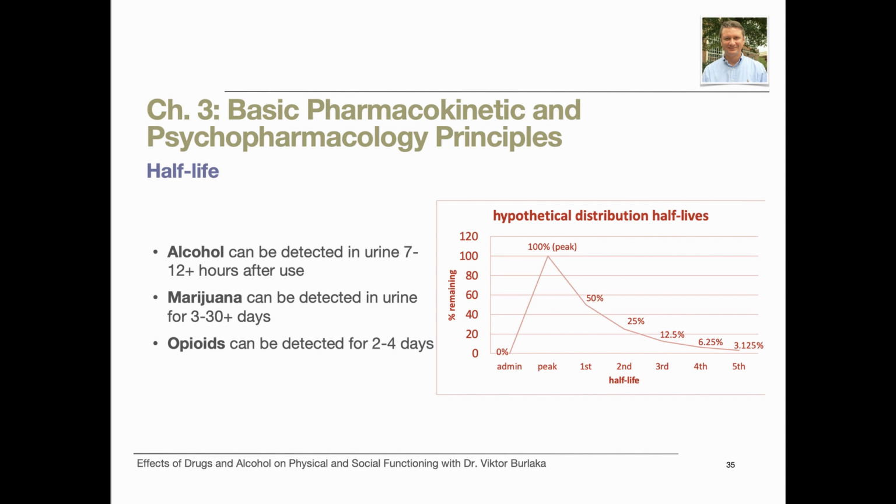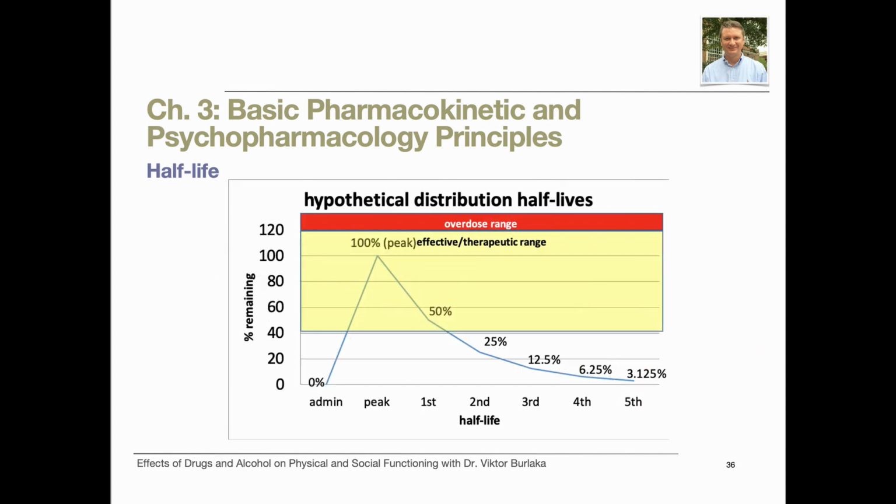Alcohol can be detected for 7 to 12 hours or more after drinking in a urine test. Marijuana can be detected in urine for about 3 days for some who use it occasionally, and for more than a month after last use by a person who uses it multiple times a day. Opioid detection is possible in urine tests for 2 to 4 days, for the most common forms, and this is about the range for detecting cocaine metabolites in urine as well.